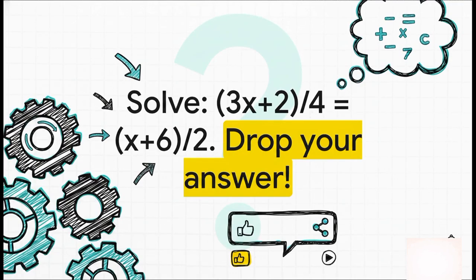But before you go, I want to leave you with one final kind of provocative question just to keep those gears turning in your head. Take a look at this final equation. The quantity 3x plus 2 all divided by 4 equals the quantity x plus 6 all divided by 2. I want you to try and solve this and drop your final answer down in the comments below. I want to see who gets it right.